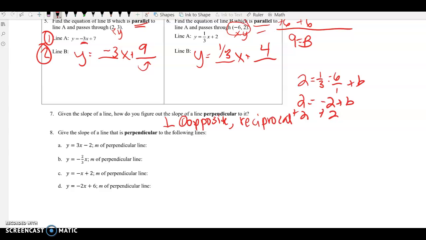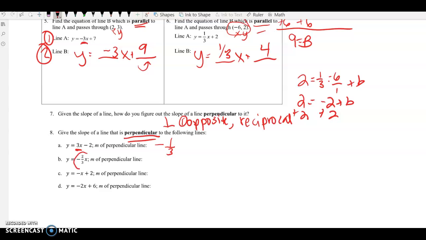Okay, so it says give the slope of a line that is perpendicular to the following lines. So here, my slope was 3. For it to be perpendicular, the first thing we need to do is make it opposite sign, so it's going to be negative. And the reciprocal of 3 is going to be 1/3.